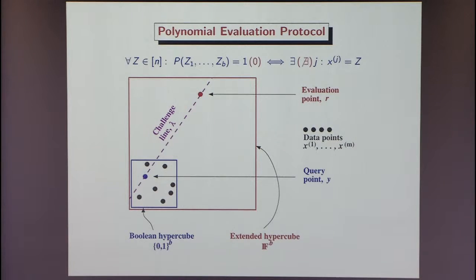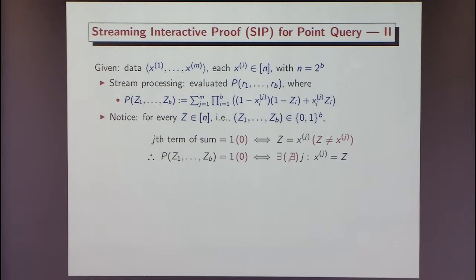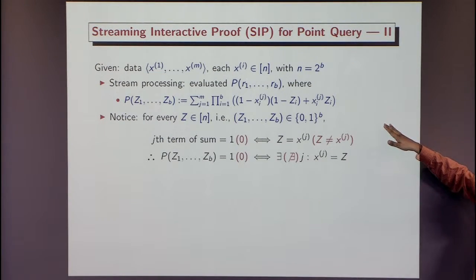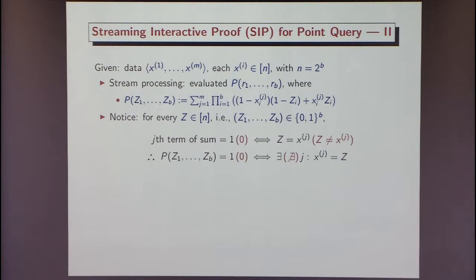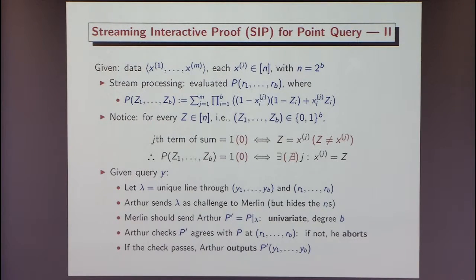So note, this is coming back to something you've seen before. This is the expression for the polynomial. It is easily seen to be multilinear in the variables z1 through zb. And so if I project it on a line, then its degree will be at most b. So when Arthur sends this challenge to Merlin, Merlin, if he is not cheating, should be able to respond with a univariate degree b polynomial that represents p on that line lambda.